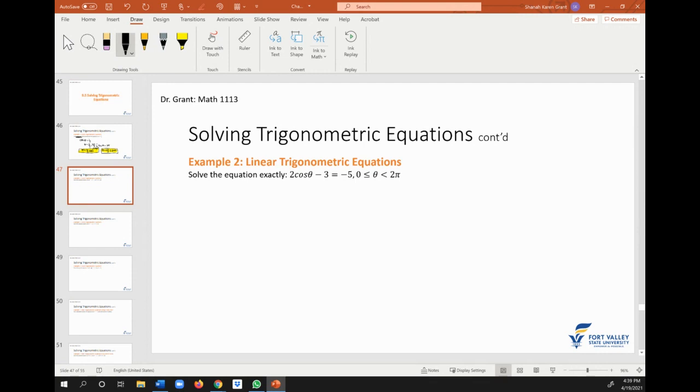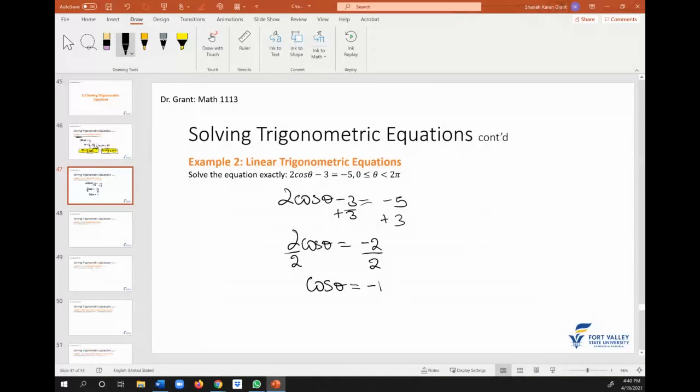So for instance, here we have 2 cosine theta minus 3 is equal to -5. So this is a constant, so I'm going to add 3 to both sides. And so if I add 3, I'll get 2 cosine theta equals -2. But then remember, in this instance I'm trying to figure out what is theta. So I'm going to get rid of this 2 as well by dividing both sides by 2. So then I have that cosine of theta is -1.